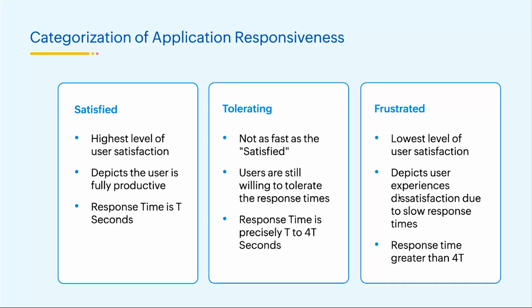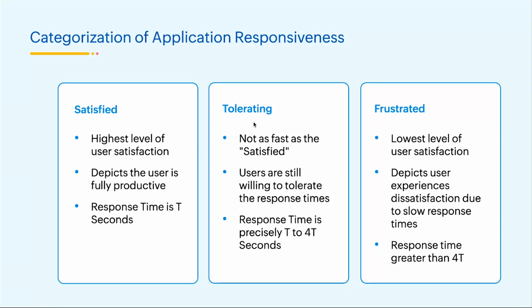So there are three categories of the APDEX score. The first category is satisfied. This represents the best user experience. It means that the application's response time is within the satisfied threshold or even better. And users in this category are typically content or happy with how the application performs.